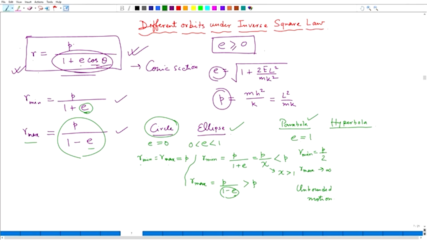Okay. Now, I am coming to that in a second, and for hyperbola finally you will have E less than, sorry, correct myself, E greater than 1. Okay. And for that what happens? This one is still finite, but R max is actually less than 0, which is not possible. So, this is absurd. Okay. And that is why this is also unbounded motion.